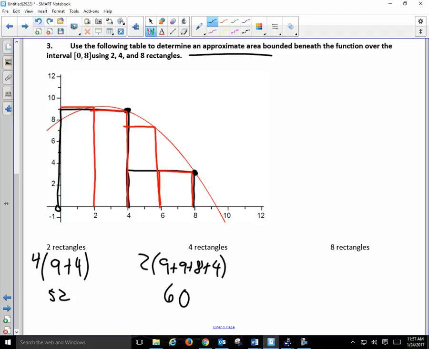I got about 60 for 4. Is right around there. It's really nice with the smartboard when you draw the extra rectangles. You don't even have to really erase as long as you just go to a different color.